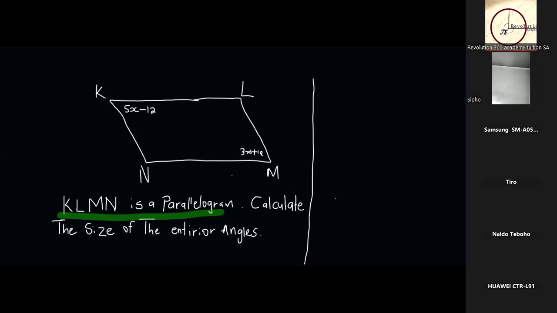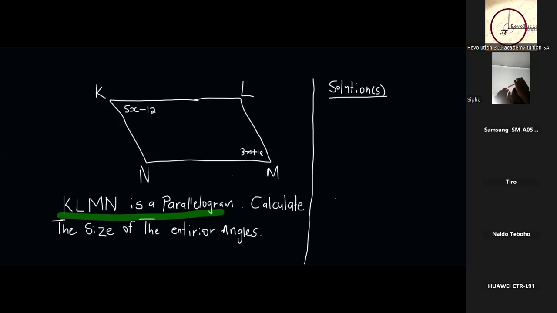So let me ask you a question. What is a parallelogram? Since they're telling us that KLMN is a parallelogram, what is a parallelogram? Anyone who wants to answer me, so to say? According to your own understanding. I will say a parallelogram is a quadrilateral with both pairs of opposite sides parallel. Yes, that's 100% correct. So a parallelogram is a quadrilateral with both pairs of opposite sides parallel.